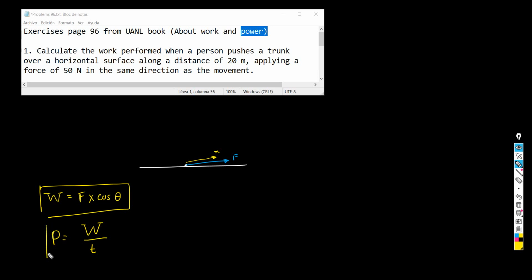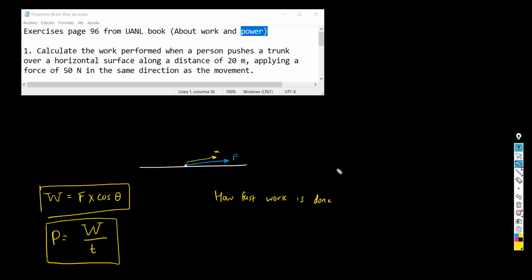What does this mean? What this means is that basically power is just how fast work is done. How fast work is done. That's why it's defined in this way. It's the amount of work done over the time in which this work was performed.